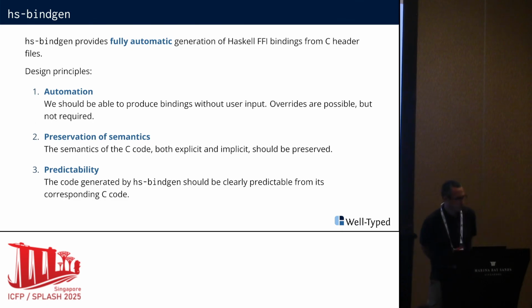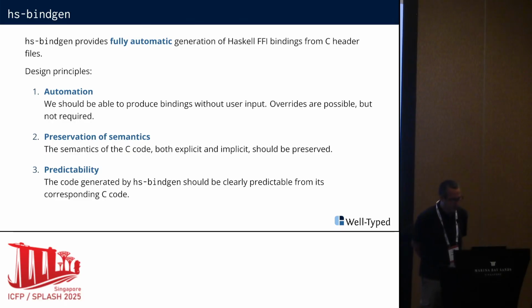Today I'd like to introduce hs-bindgen. hs-bindgen provides fully automatic generation of Haskell bindings from C header files. The design of the utility is based on these core design principles. The first is automation. We aim to produce bindings without user input. You can always use overrides to configure how bindings are generated, but that's not required. Our goal is that for most cases with sane C projects, you can just run this and get Haskell bindings that you can already use.